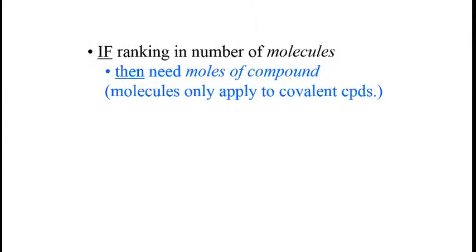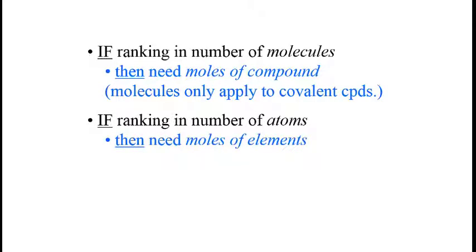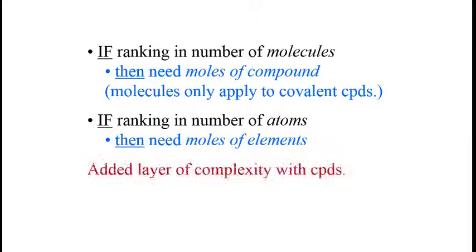Ranking in mass required finding moles of each sample. When we rank samples in number, we're presented with 2 types of problems. If we are to rank samples in molecules, we need to know the moles of compound. Don't forget that the term molecule only applies to covalent compounds. We cannot ask about the number of molecules in an ionic compound. If we are to rank samples in the number of atoms present, then we need to know the moles of the elements, whether it be a single element inside a compound or the total number of atoms of all the elements present. As we noted before, this lends an added layer of complexity to the quantification of compounds.